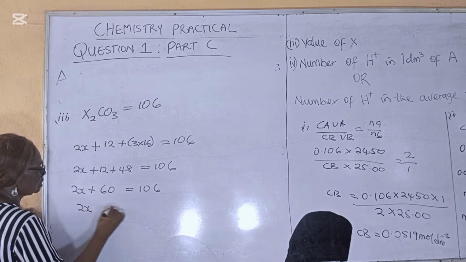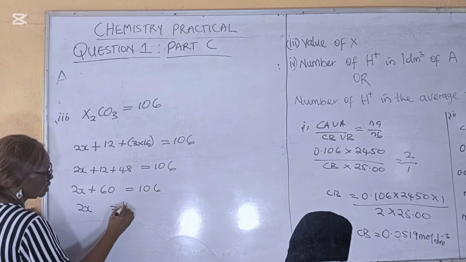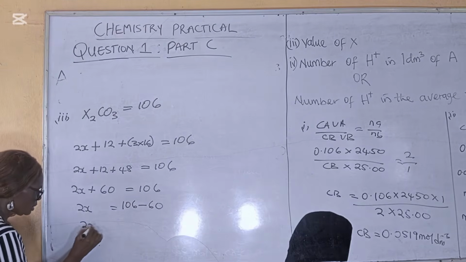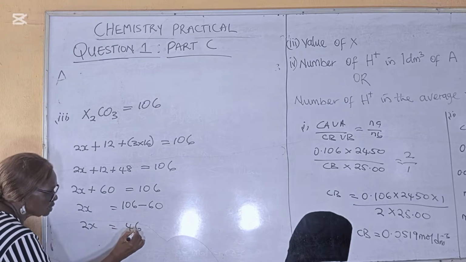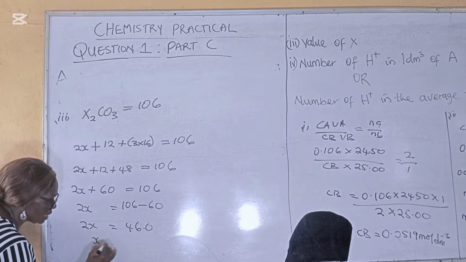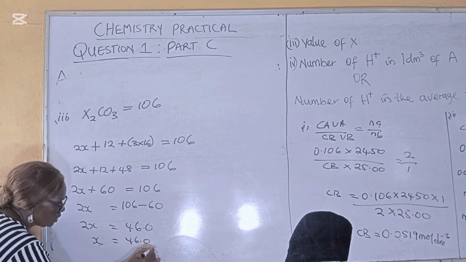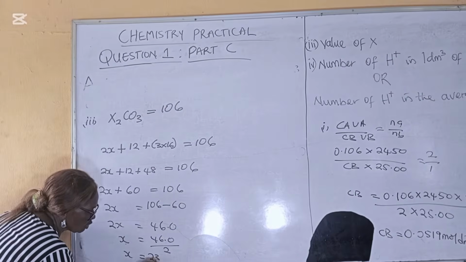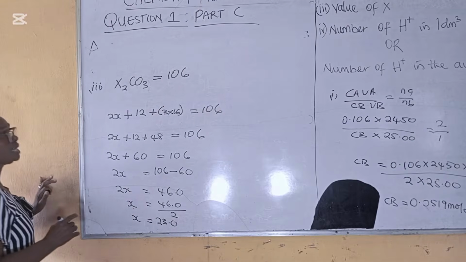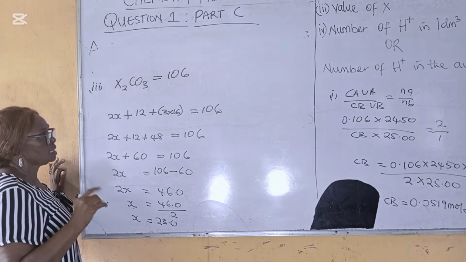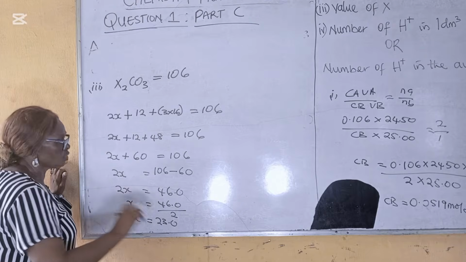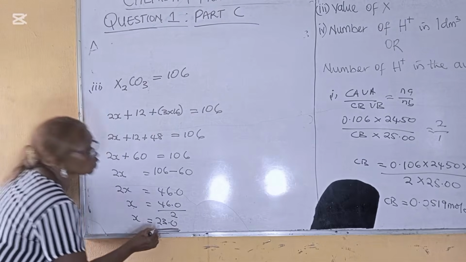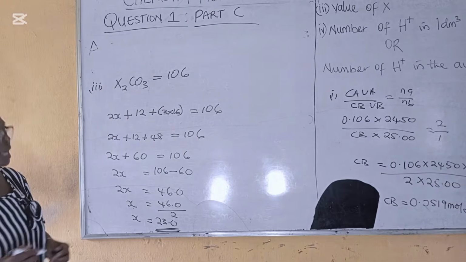Then what is 2X? You cross this over to the other side: 106 minus 60. Therefore 2X gives you 46.0. Now what is X? 46.0 divided by 2. Therefore X is 23.0. Remember, X is relative atomic mass. You don't need to put units. If you put grams, you failed it. So no units for relative atomic mass or relative molecular mass.